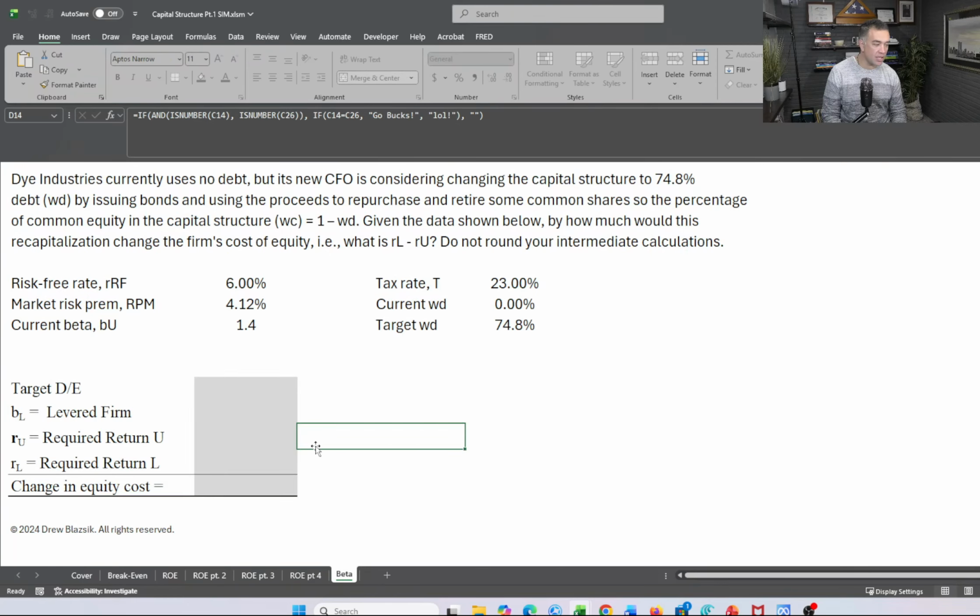Last question here. Dye Industries currently uses no debt.